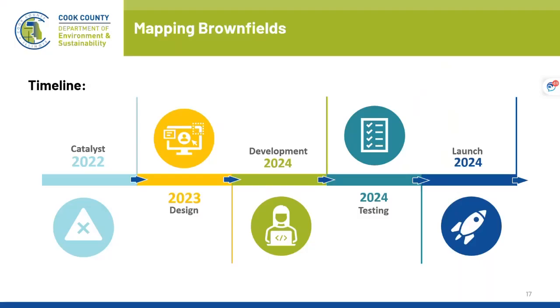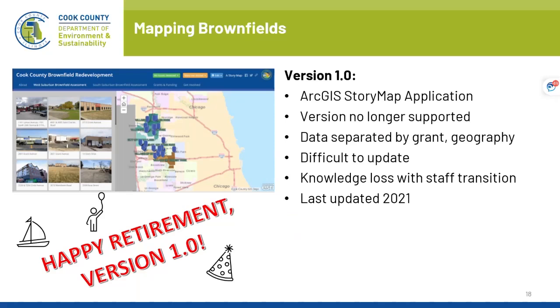How did we do this? So basically we had a catalyst. Our previous mapper was no longer going to be supported, so we needed to create a new one. We went through a design process, development, actually building the application, testing what works, what doesn't work, how do we want to pivot, and then launch. So from start to finish, I would say it really took us a little over a year, maybe a year and a half or so.